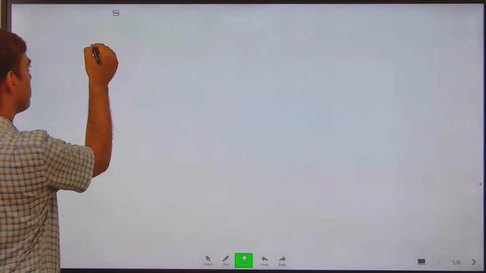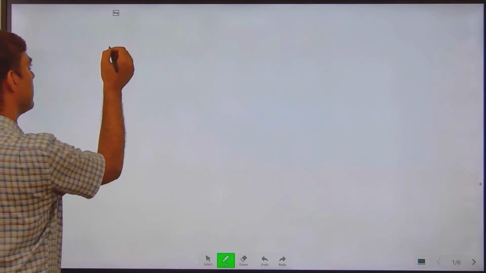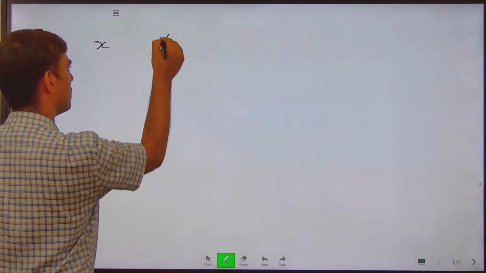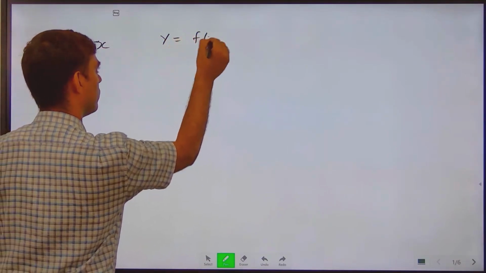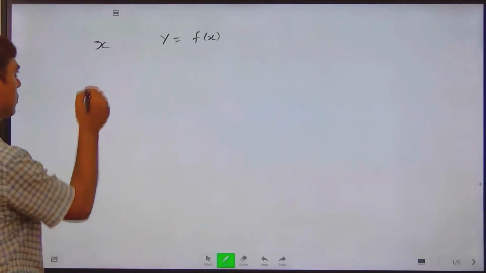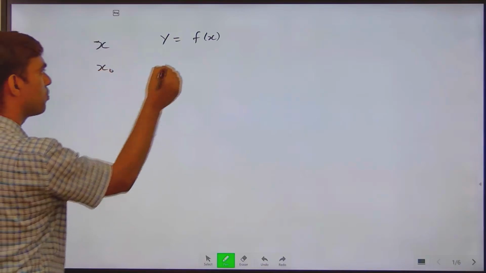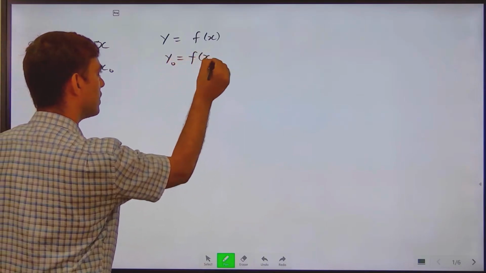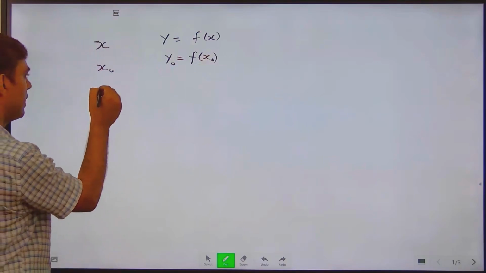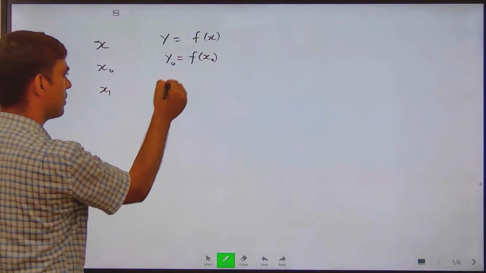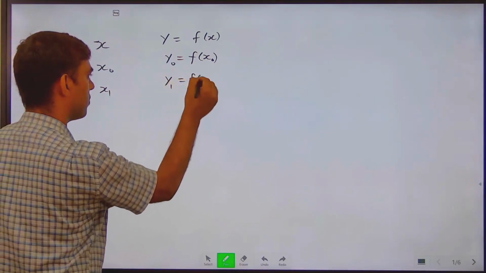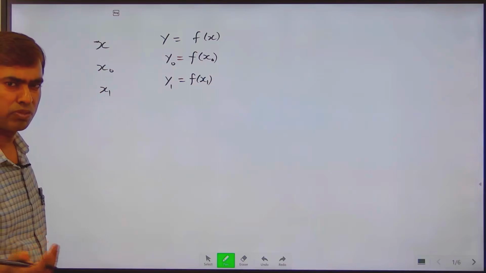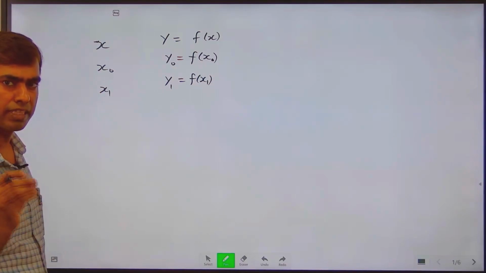So here we write x, and here f of x. You may also write y equals f(x). Here we write x0 and the corresponding value of y, y0, or you may also write f of x0. And here we write x1 and y1, and you may also write f of x1, or f of x0 plus h, because forward, backward and central differences are defined for equal class intervals.